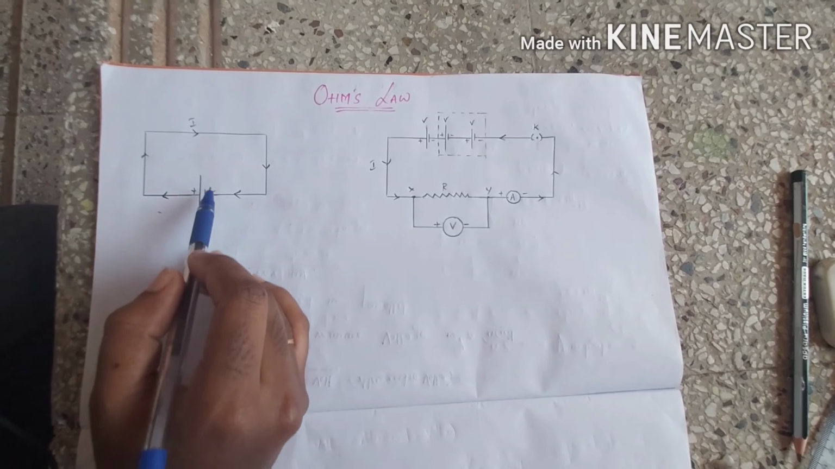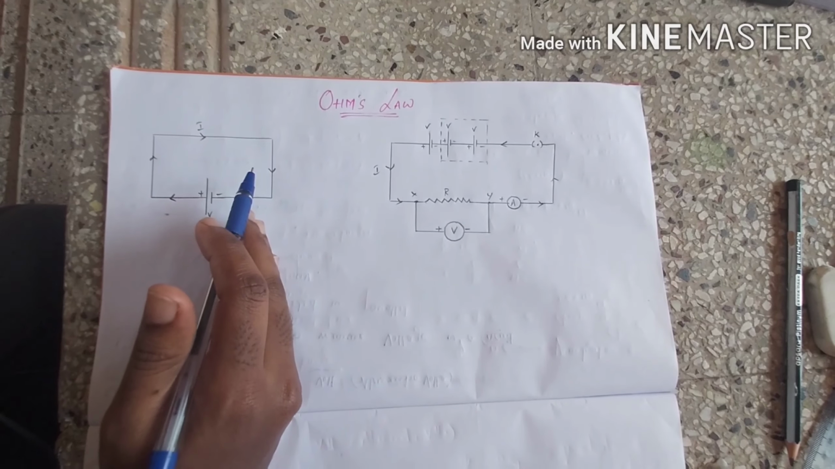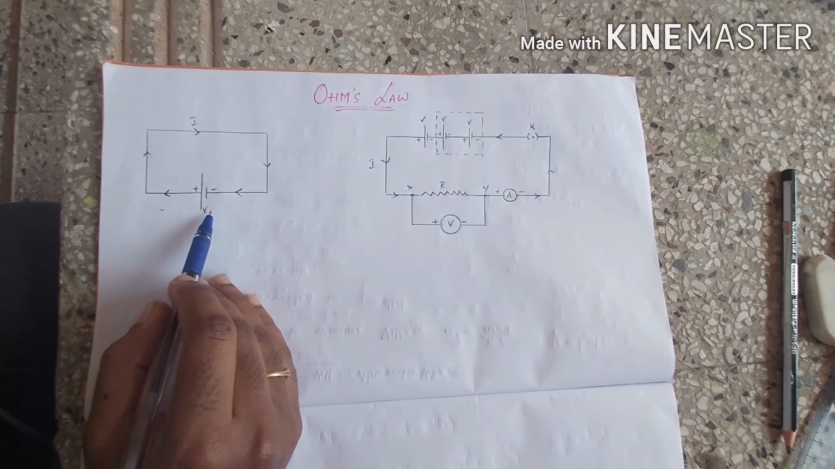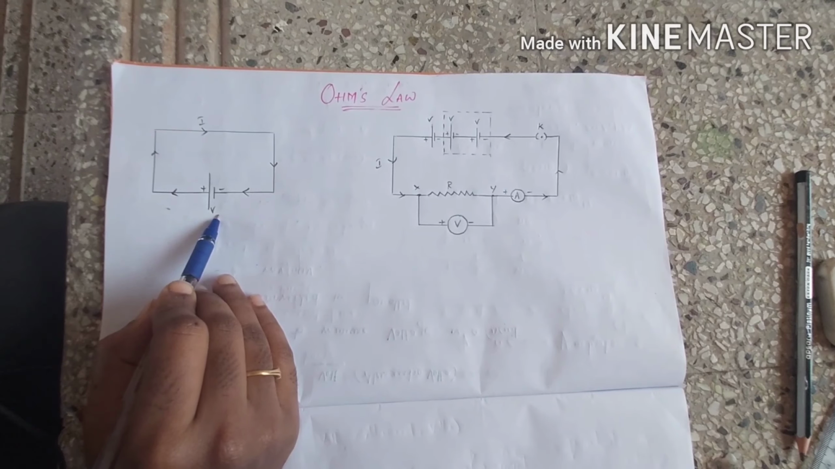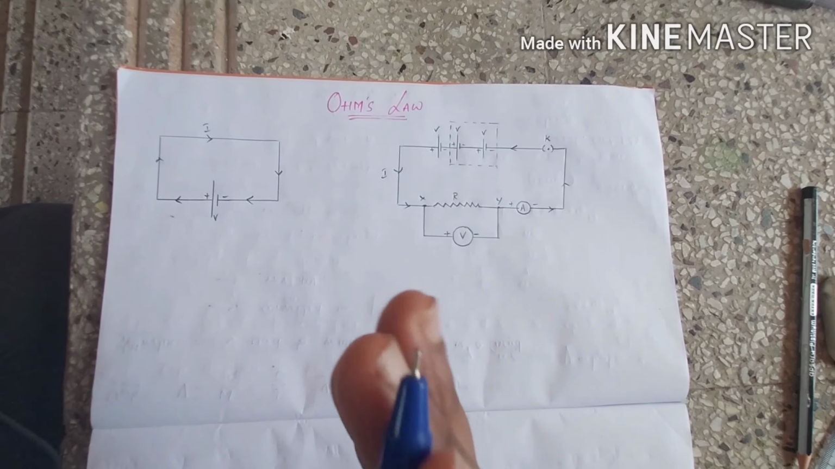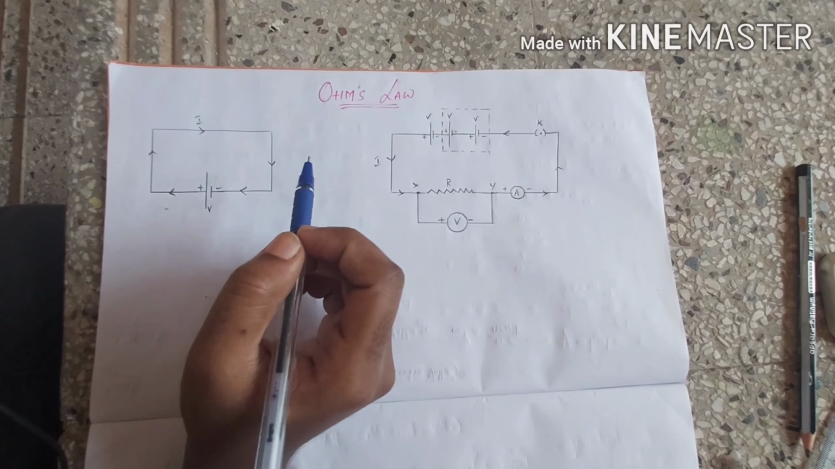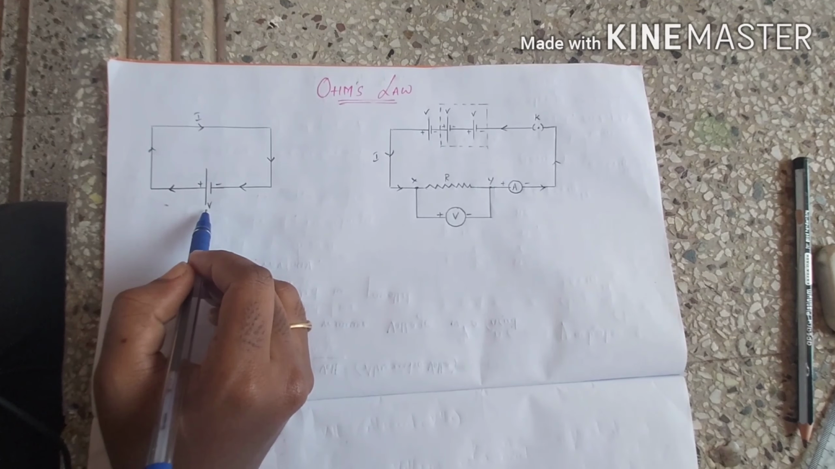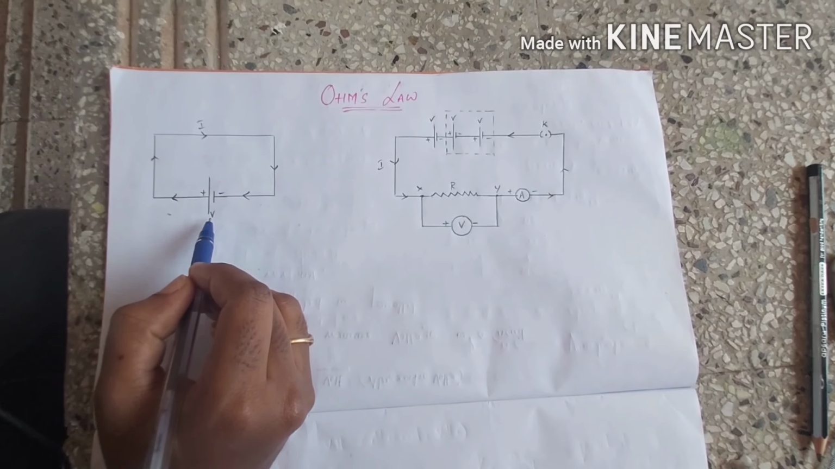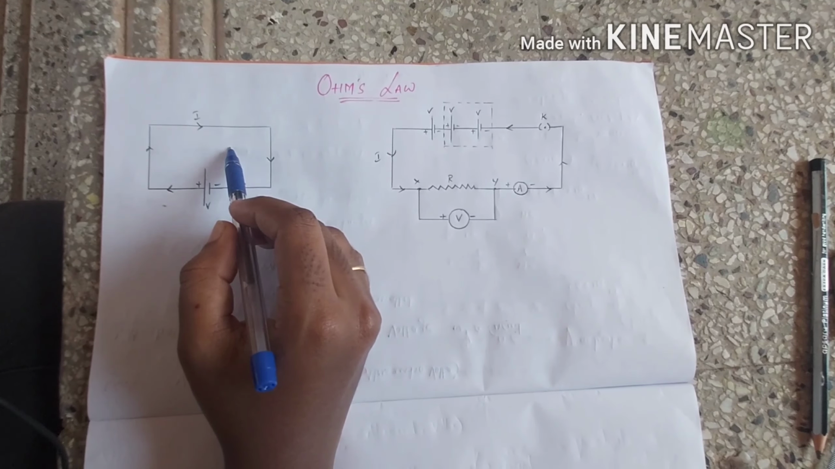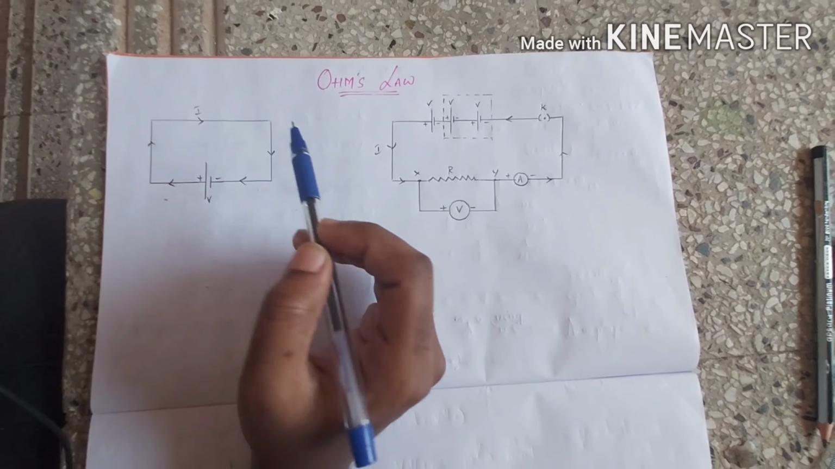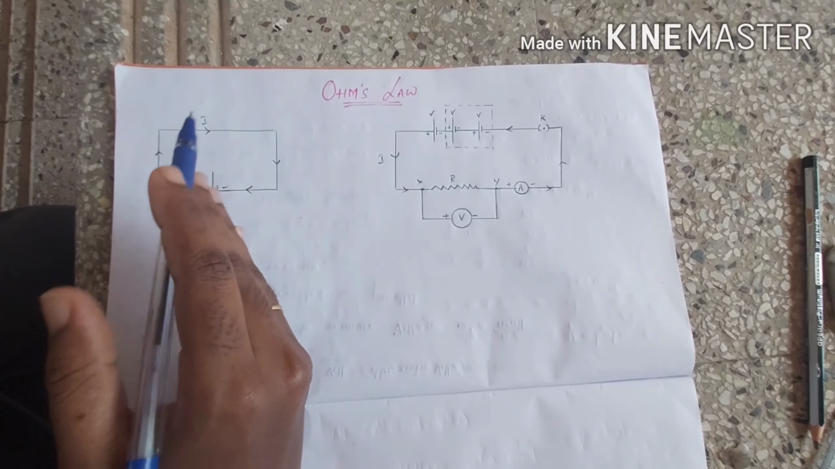Now instead of placing one cell, if I place two cells of the same voltage, the total voltage becomes 2V. Then the work done in moving the charges will increase, which in turn increases I. Which means if I increase the voltage in a circuit, that will increase the amount of current flowing through it. So this is Ohm's law.